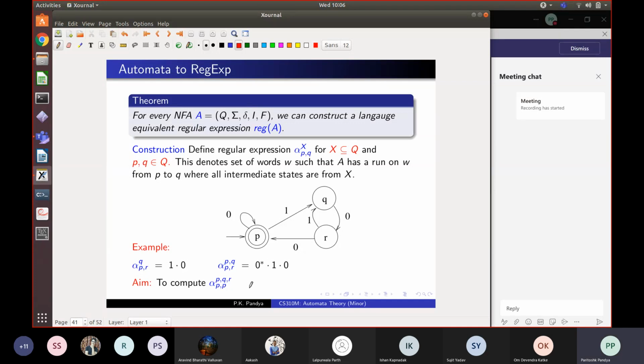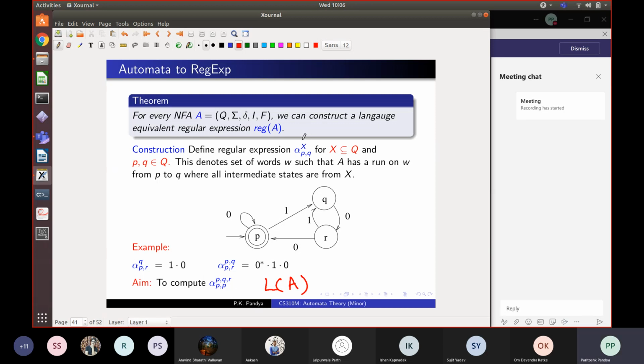Do you agree with that? Because what is the language of this automaton? It starts with the start state, ends in the final state, and visits some states in any of the available states as an intermediate state. So I'm allowing every state to be visited as an intermediate state, including P, including Q and R, right? So this denotes the language of the automaton, right? Any confusion there?